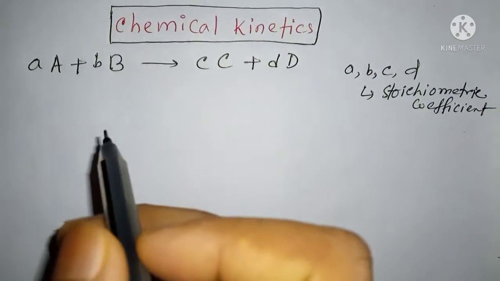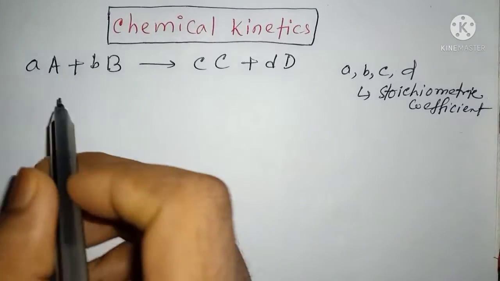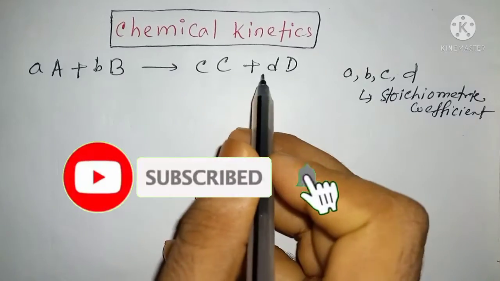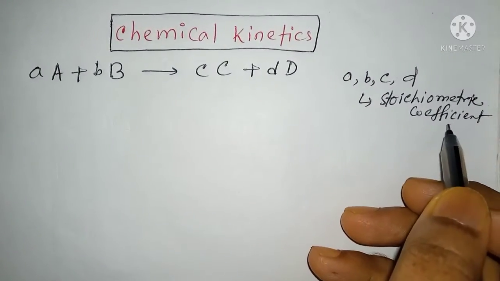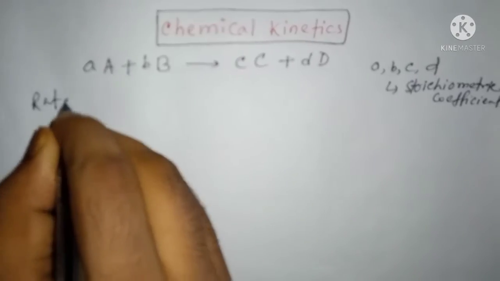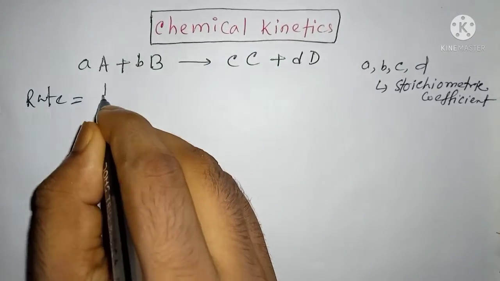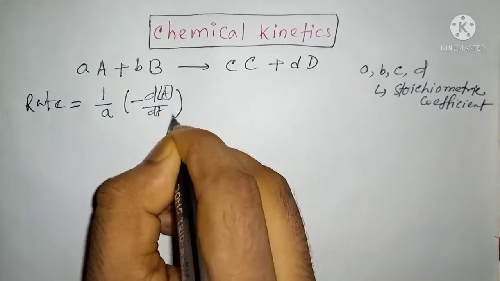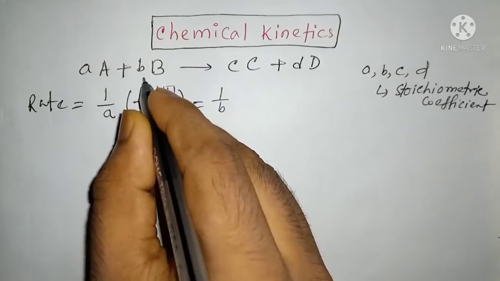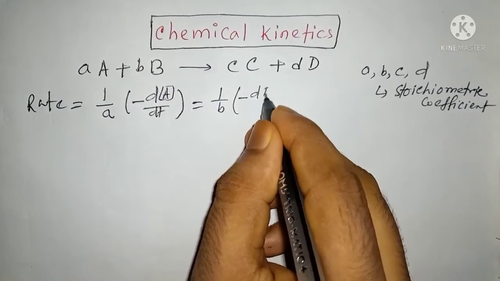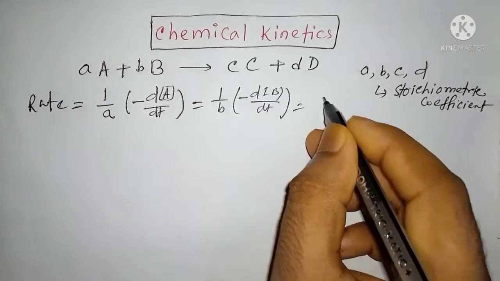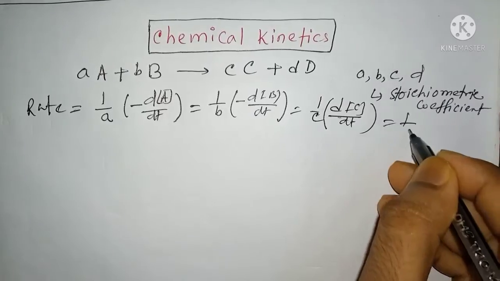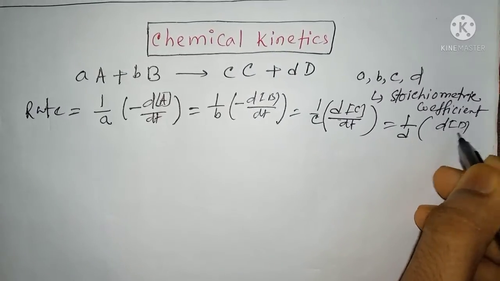Hello everyone. Today I am going to discuss chemical kinetics quick revision. Now a reaction aA plus bB to cC plus dD, where small a, small b, small c, small d define the stoichiometric coefficients. Now rate equals 1 by a times minus d[A] by dt, equals 1 by b times minus d[B] by dt, equals 1 by c times d[C] by dt, which is positive, equals 1 by d times d[D] by dt.